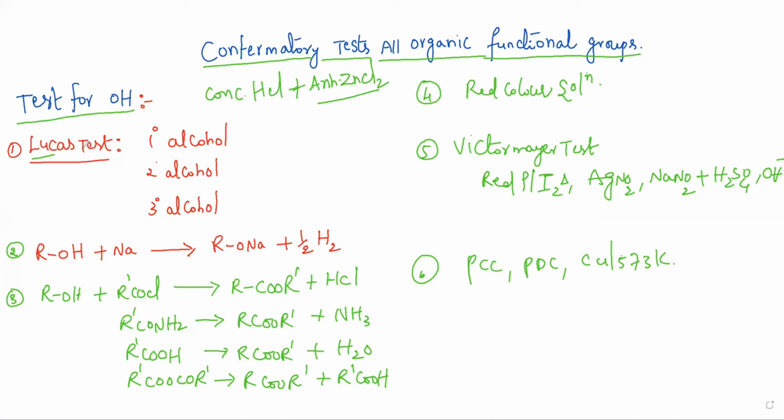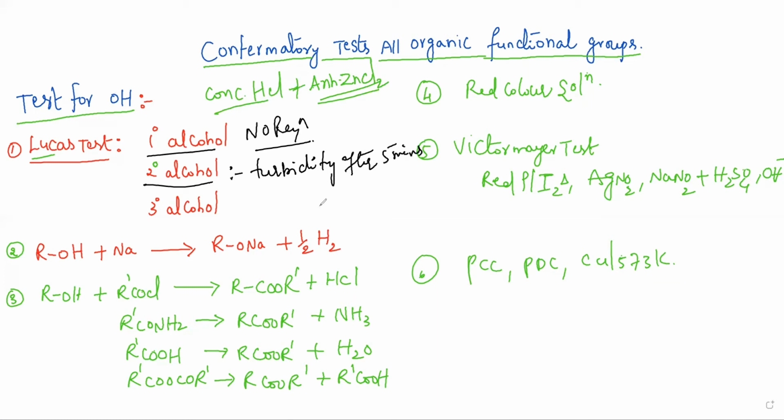Lucas reagent is nothing but concentrated HCl and anhydrous ZnCl2, which is used to separate primary, secondary, and tertiary alcohols. Primary alcohols give no reaction with Lucas reagent, and secondary alcohols give turbidity, which means precipitate, after 5 minutes at room temperature.